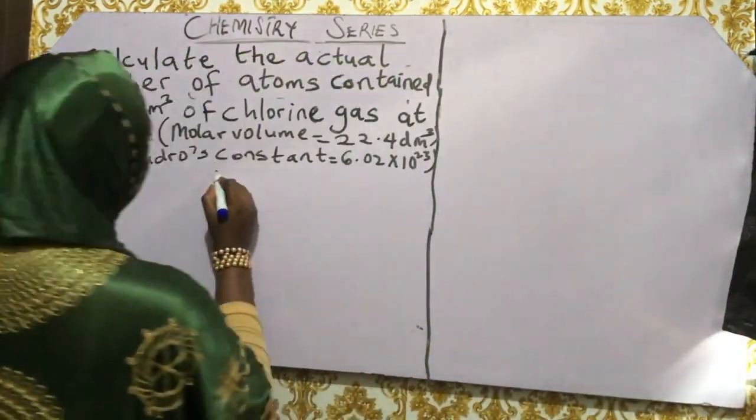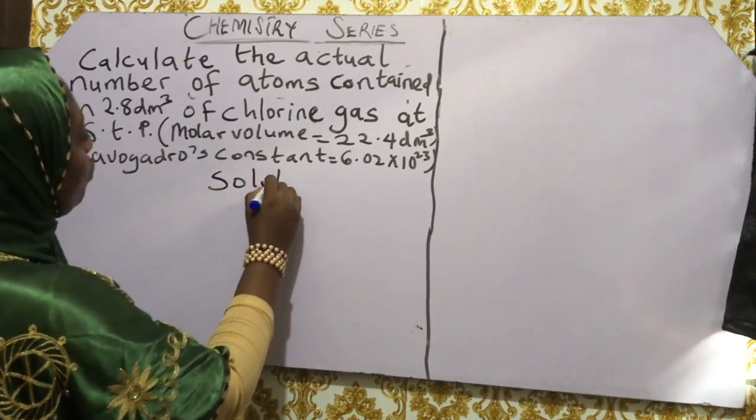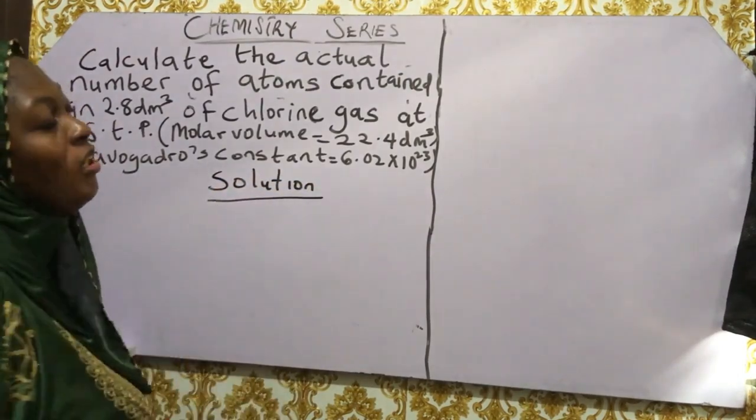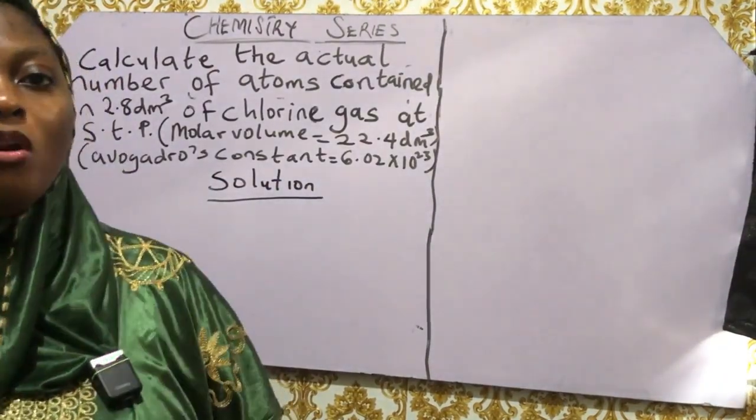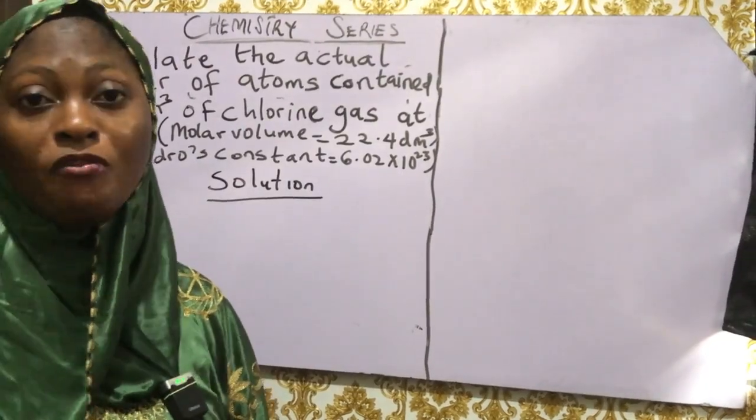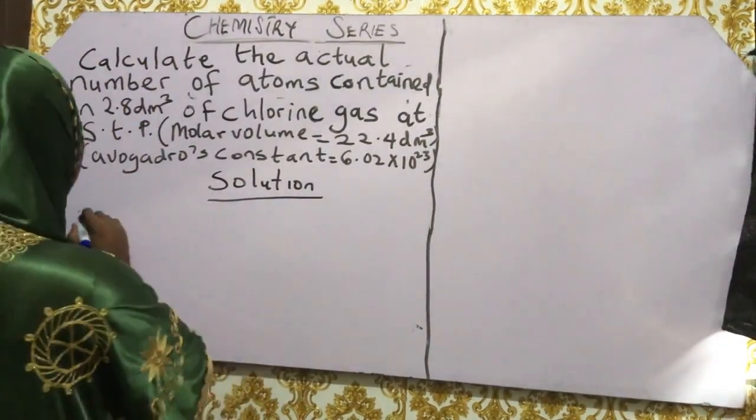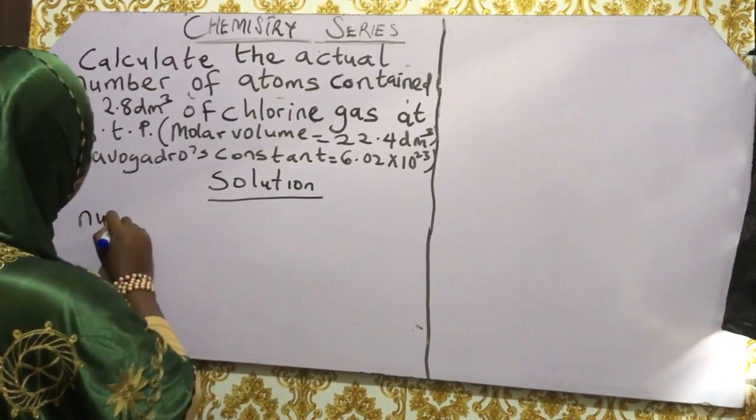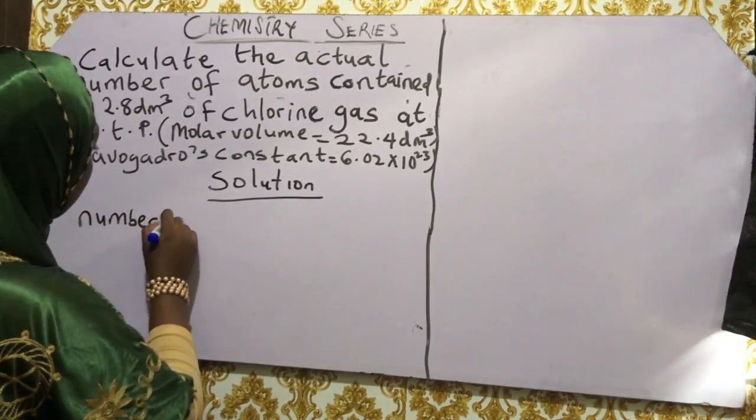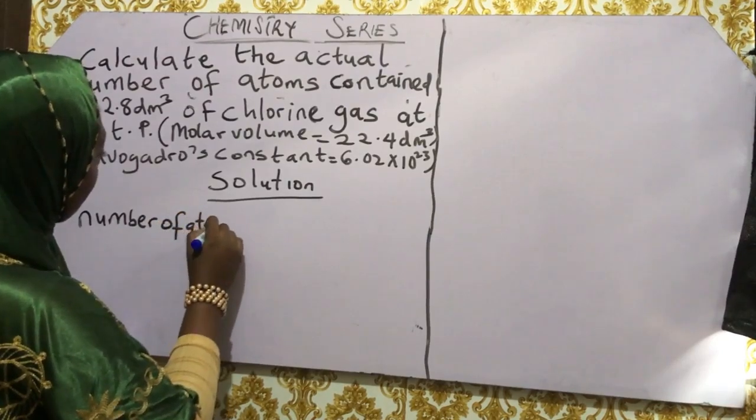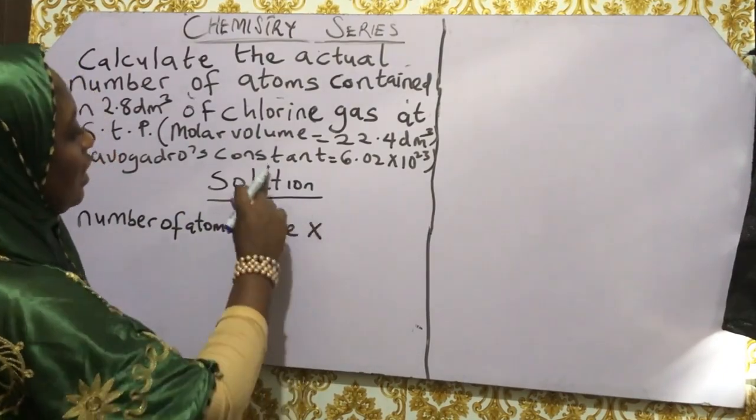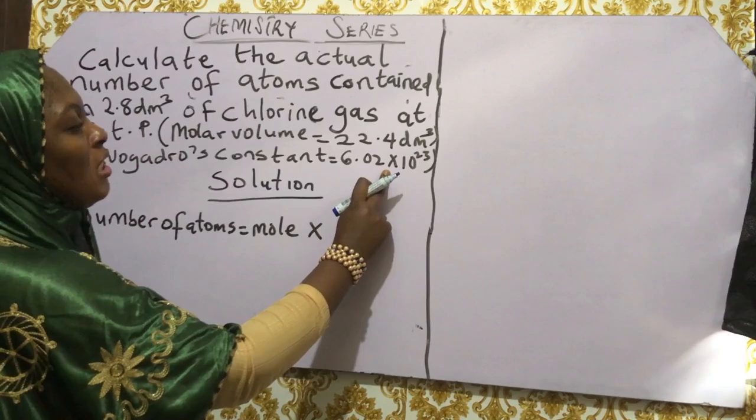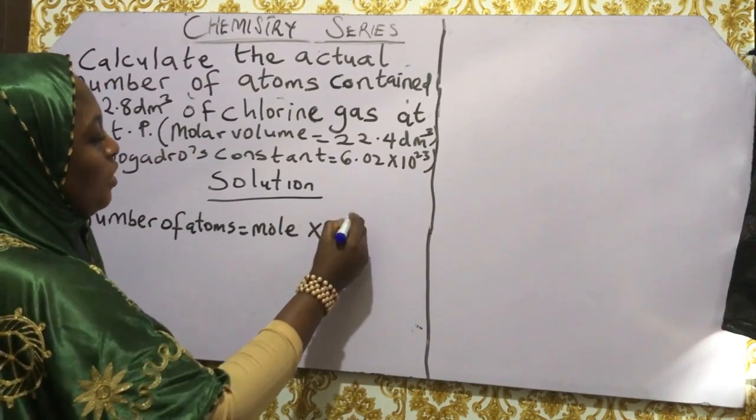Now, we know that to calculate the number of atoms, in one of our previous classes, we derived a relationship between mole and number of atoms and Avogadro's constant. We said that number of atoms equals mole times Avogadro's constant. Avogadro's constant is equal to 6.02 times 10 to the power 23.